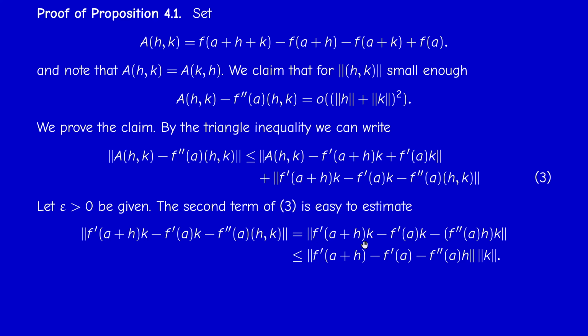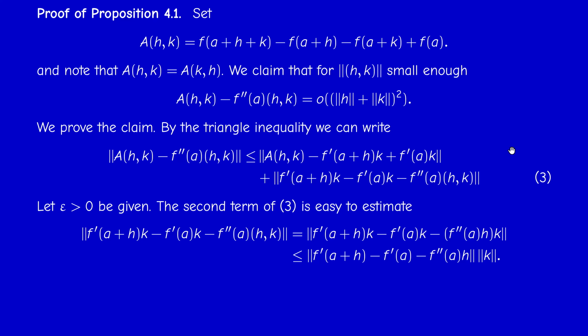So I get f prime of a plus h in the direction k minus f prime of a in the direction k minus f prime of a in the direction h in the direction k. So I can factor by k if you like. So I get an operator. This is a linear operator now. And by the fundamental inequality linking the norm of a linear bounded operator, we get that this is less than the norm of this quantity times the norm of k, because I have k in common.